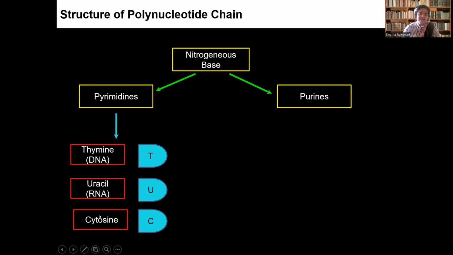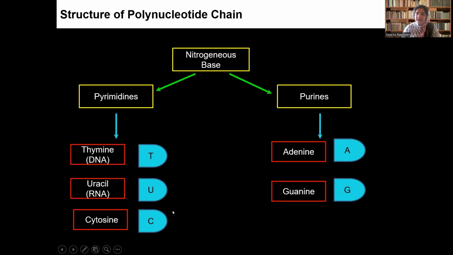Thymine as well as cytosine will be present in the DNA, whereas in the case of RNA, thymine will not be present. In place of thymine, uracil will be present in the case of RNA. When we see purines, there are two types of purines, adenine as well as guanine. Both are present in RNA as well as DNA.